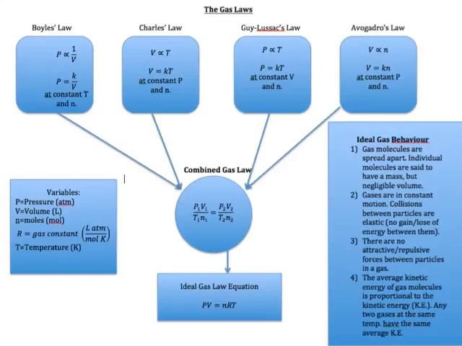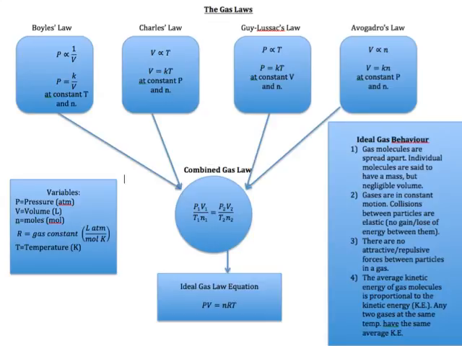And there's 4 different aspects of that. Number 1, gas molecules are spread apart. We already talked about that. Individual molecules are said to have a mass, but a very small and therefore negligible volume. Number 2, gases are in constant motion. Collisions between particles are elastic. In other words, when they hit each other, there is no gain or loss of energy between them.